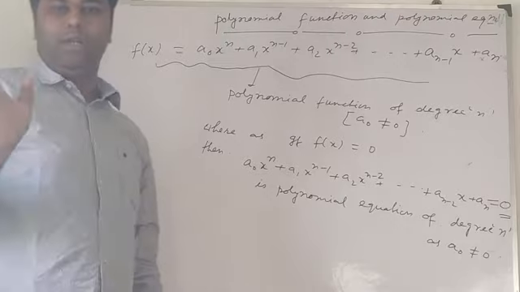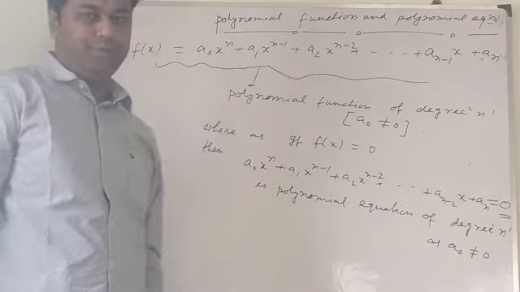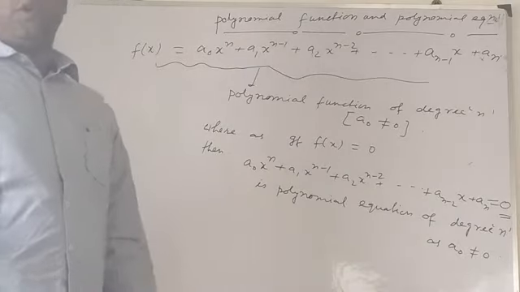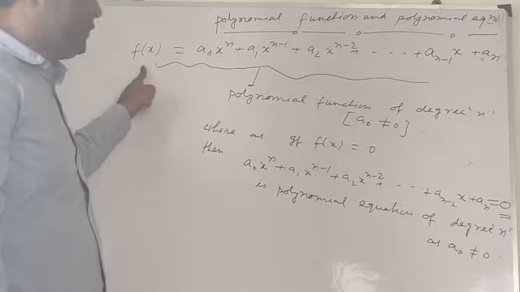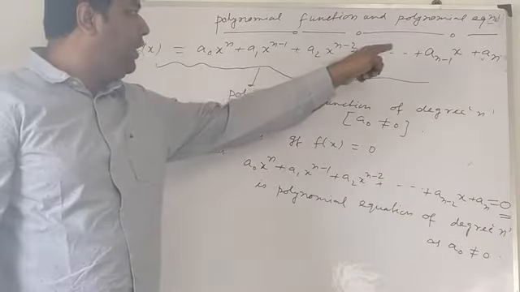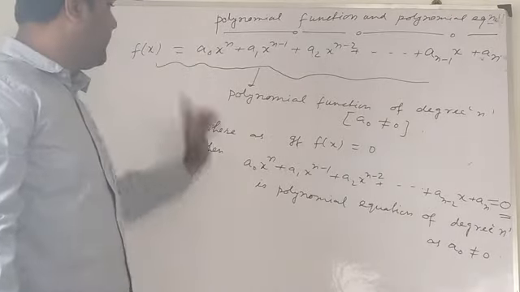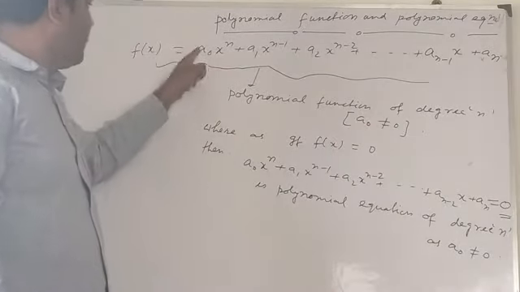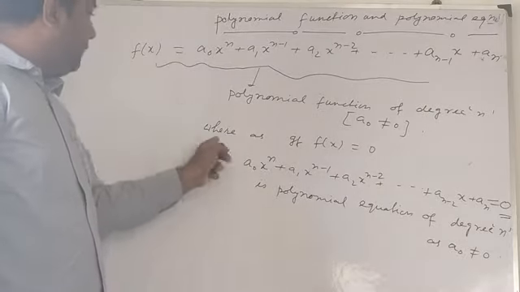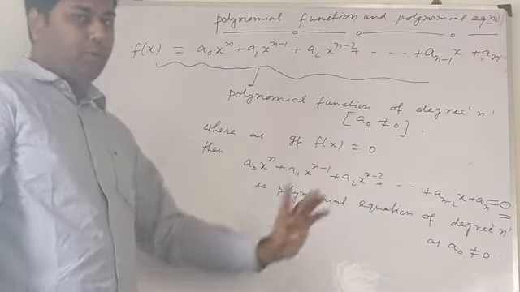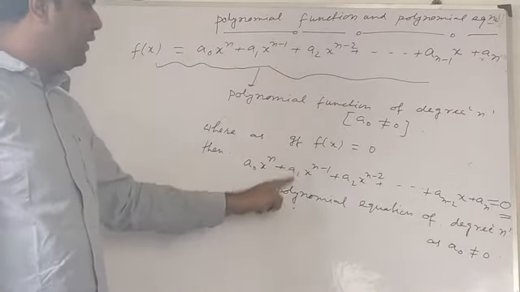Today we are going to learn about polynomial function and polynomial equation. Now, what is a polynomial function? A function can be written as f(x) equal to this one, where this is an algebraic polynomial whose degree is n, as a0 is not equal to 0. Now, if f(x) becomes equal to 0, then this polynomial function becomes an equation.